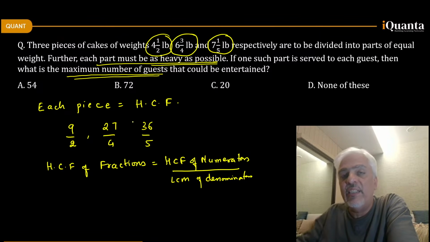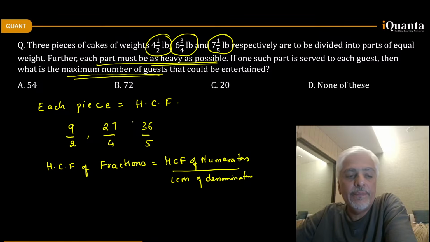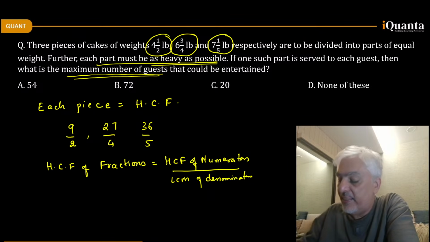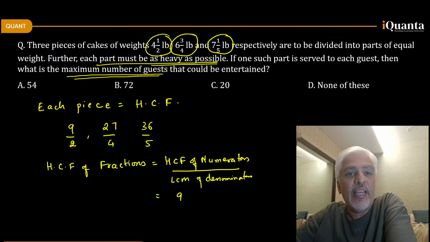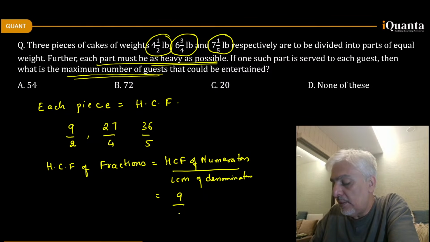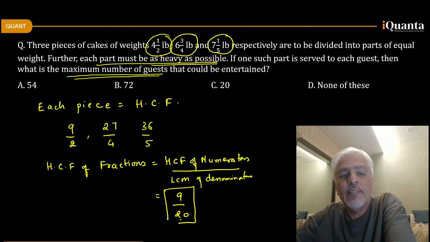HCF of 9, 27 and 36. Now HCF I'm doing orally. HCF of 9, 27 and 36 is 9. LCM of 2, 4 and 5 is 20. So HCF of the fractions is 9 by 20. That means every piece is of 9 by 20.